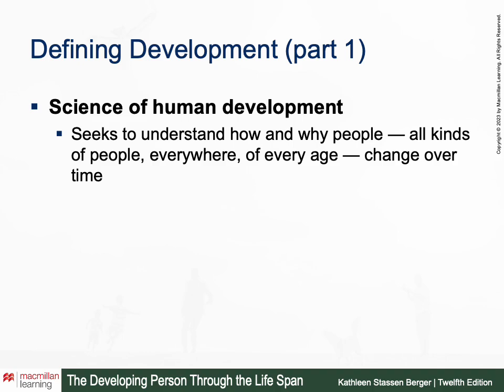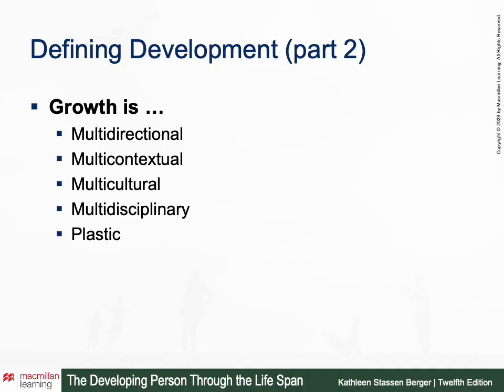So again, the science of human development seeks to understand how and why people of all kinds, everywhere, of every age, change over time. And as we're looking at how we are going to study human growth and development, we are going to be looking at different areas of growth, including multi-directional, multi-contextual, multicultural, multidisciplinary, and plastic. And we will be going over those terms more as we progress through the chapter.